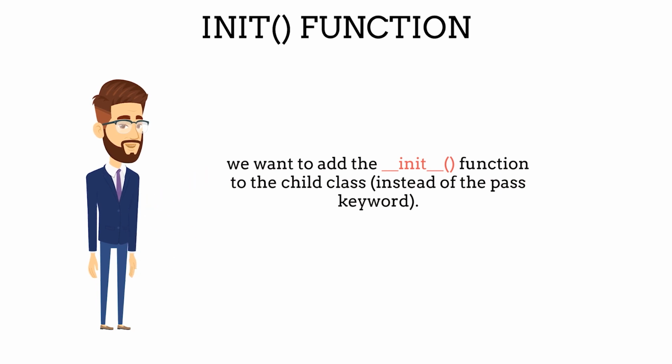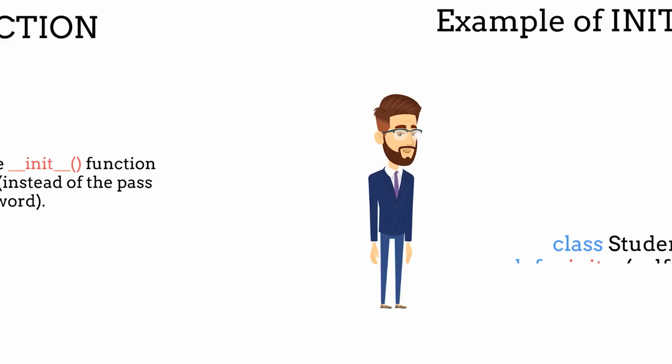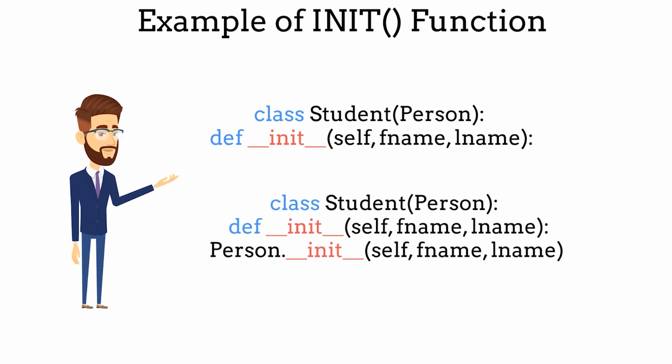A thing to be noticed is that the init function is called automatically every time the class is being used to create a new object. This is the code level example of the init function. When you add the init function, the child class will no longer inherit the parent's init function. One thing to notice is that the child's init function overrides the inheritance of the parent's init function. To keep the inheritance of the parent's init function, add a call to the parent's init function.